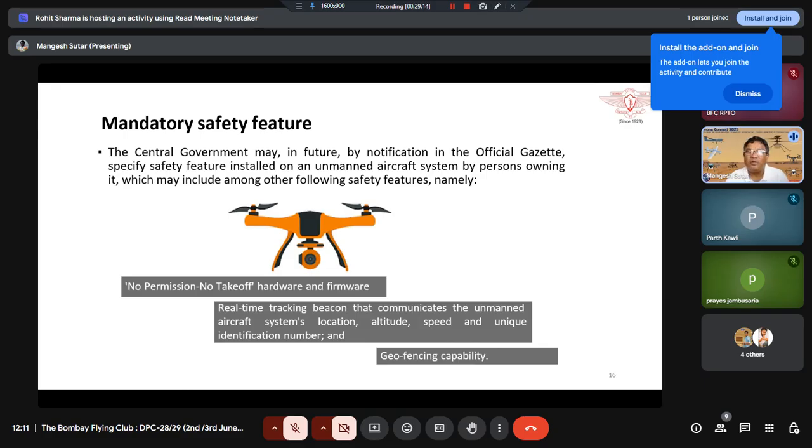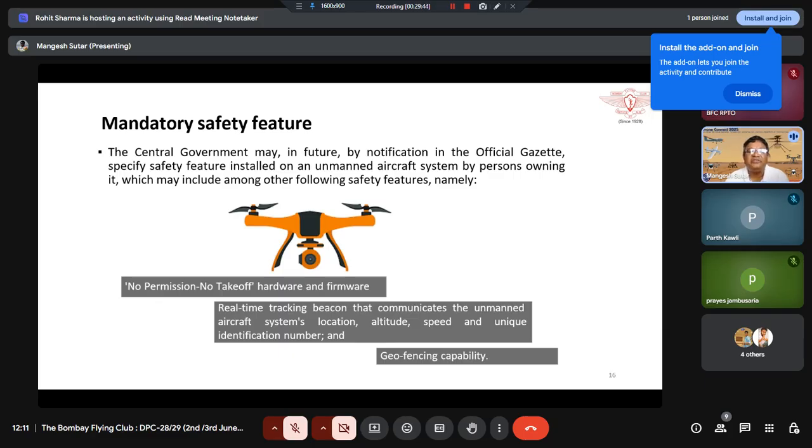These are no permission, no takeoff. That means if you do not have permission, you cannot take off for a particular hardware or a particular firmware. This is called NPNT. Okay, so there is a feature on the airspace platform when you apply; if you do not get permission, you cannot take off for that particular drone. However, currently this has not been implemented by the DGCA.